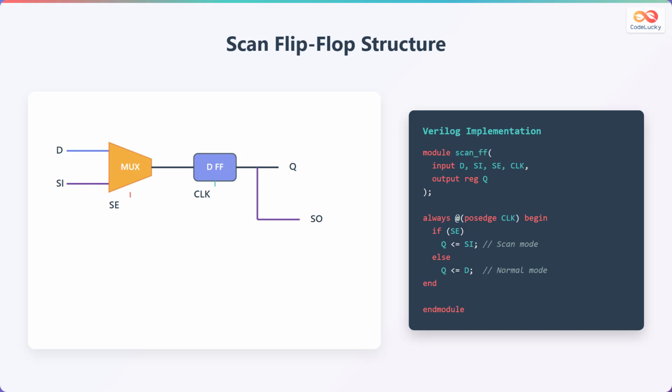A scan flip-flop has data input or D, scan input or SI, a multiplexer, scan enable or SE, clock, and D flip-flop, Q output, and scan out or SO.